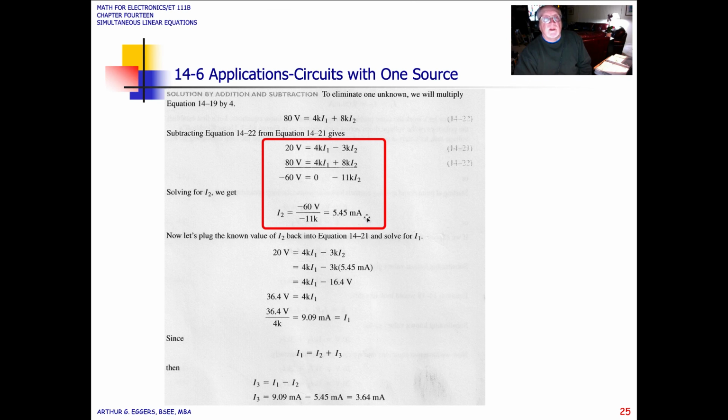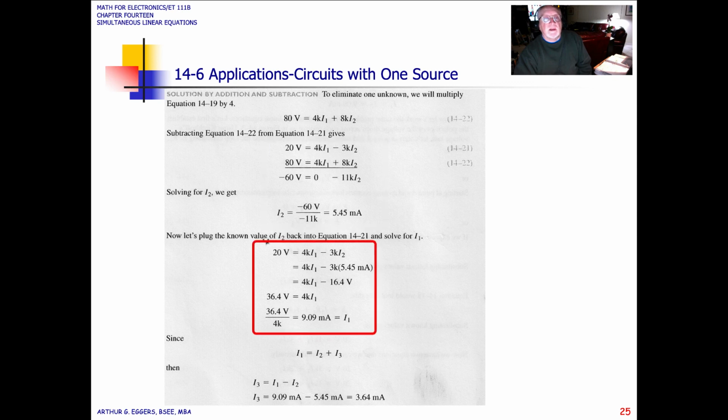We can then take that value and plug it back into the first equation and solve for I1. So we're going to take I2, 5.45 milliamps, and substitute it into this expression, 3K times 5.45, and now we have the equation only in terms of I1. We have 20 volts is equal to 4K I1 minus 16.4 volts. Moving our terms around and dividing through by 4K, we have our total current I1 as 9.09 milliamps of current.